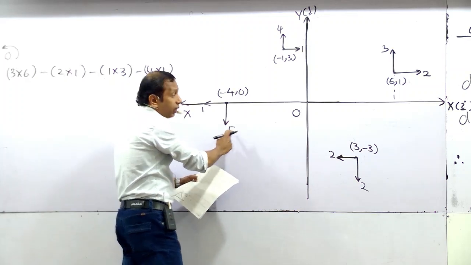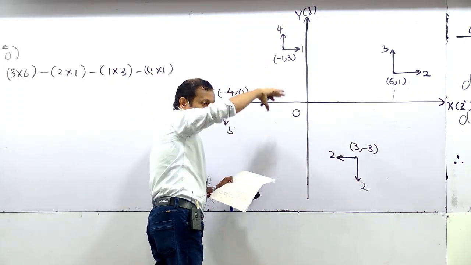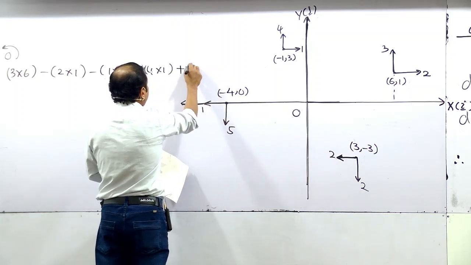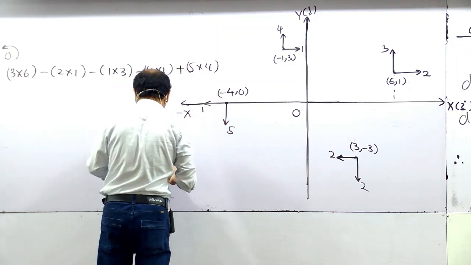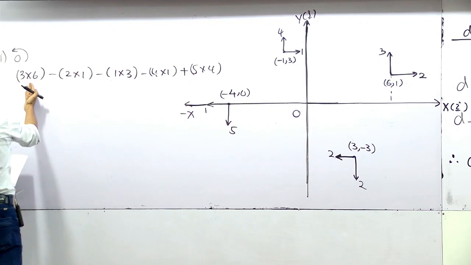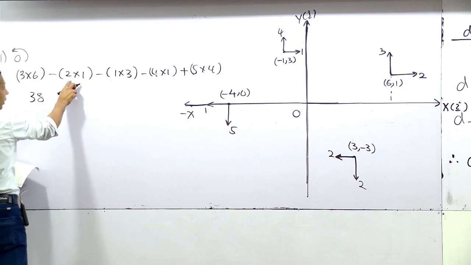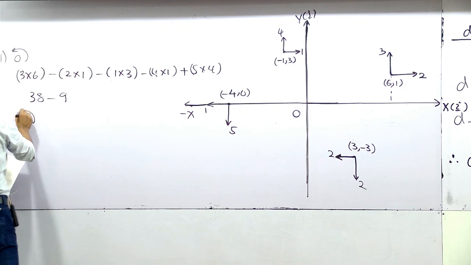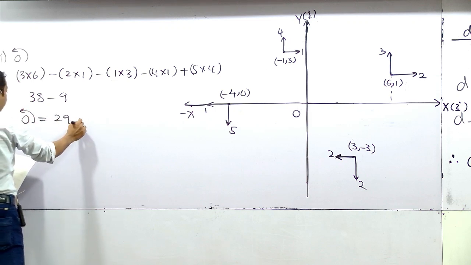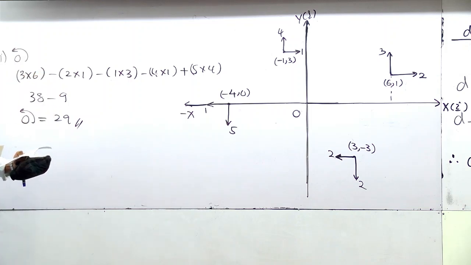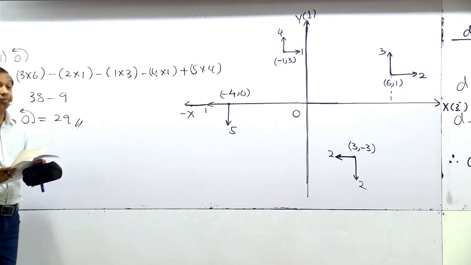By this 5 around O, what sense? Anticlockwise. What is the distance? 4, so 5 into 4. What do you get there? 20. Here 18, 38. Here 9. Around O the anticlockwise moment is 29 units. First one is okay. Calculate the resultant of the system. Number 2.